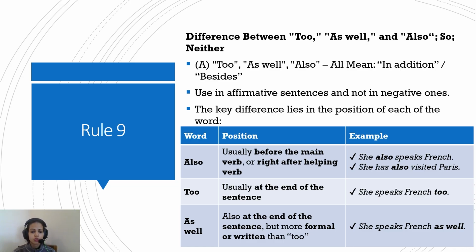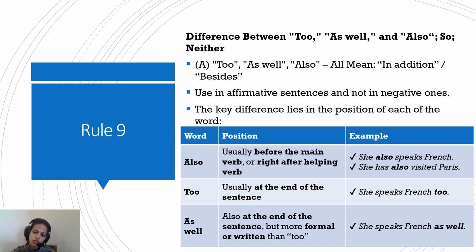So the word also, this is a very common mistake that students commit, that they place the word also at the end. This word also should be placed before the main verb or right after the helping verb, but it should not be placed at the end of the sentence. So she also speaks French, or she has also visited Paris. So also cannot come at the end of the sentence.